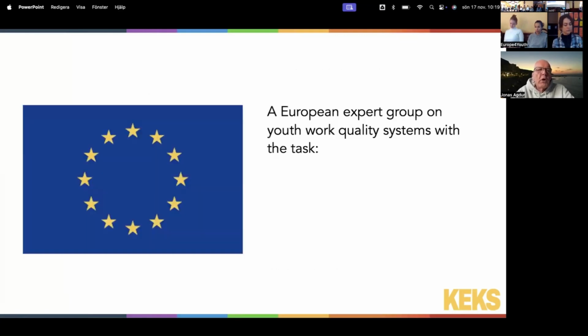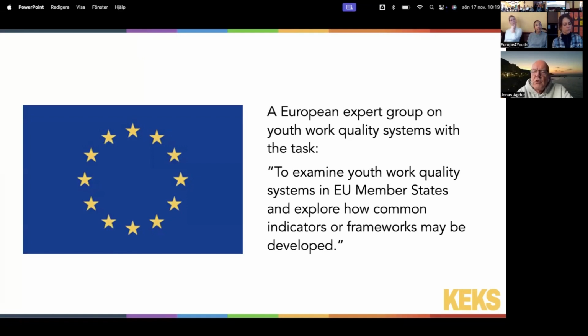So one of the initiatives was started actually the year before by the European Commission. The Council of Ministers in 2013 started an expert group on youth work quality systems, and we had the task to examine youth work quality systems in the EU member states and explore how common indicators or frameworks may be developed. This was a huge group, 22 people.